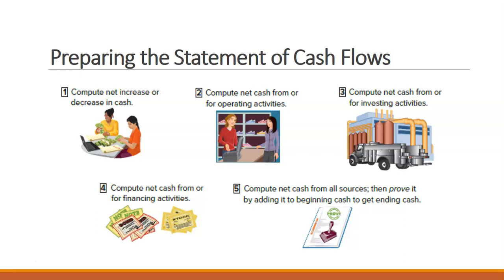Then we look at the activities that give us cash. So what is the cash that we received from our operating activities? What's the cash we received from our investing activities, then our financing activities, and then we prove it by making sure that our operating activities plus our investing activities and our financing activities equals that net increase or decrease in cash overall.